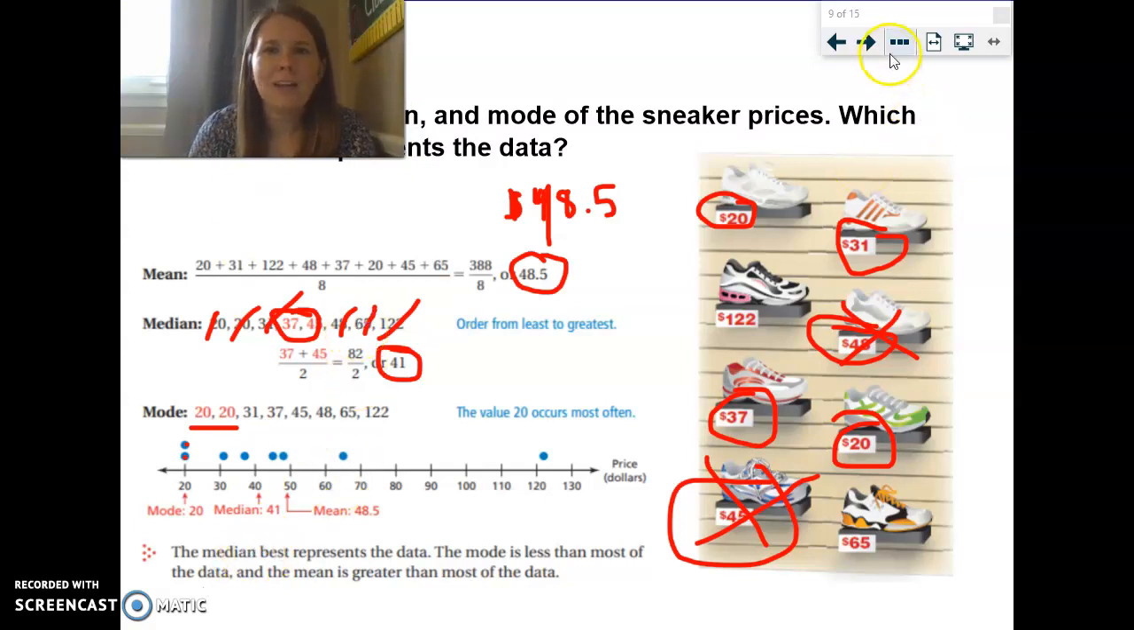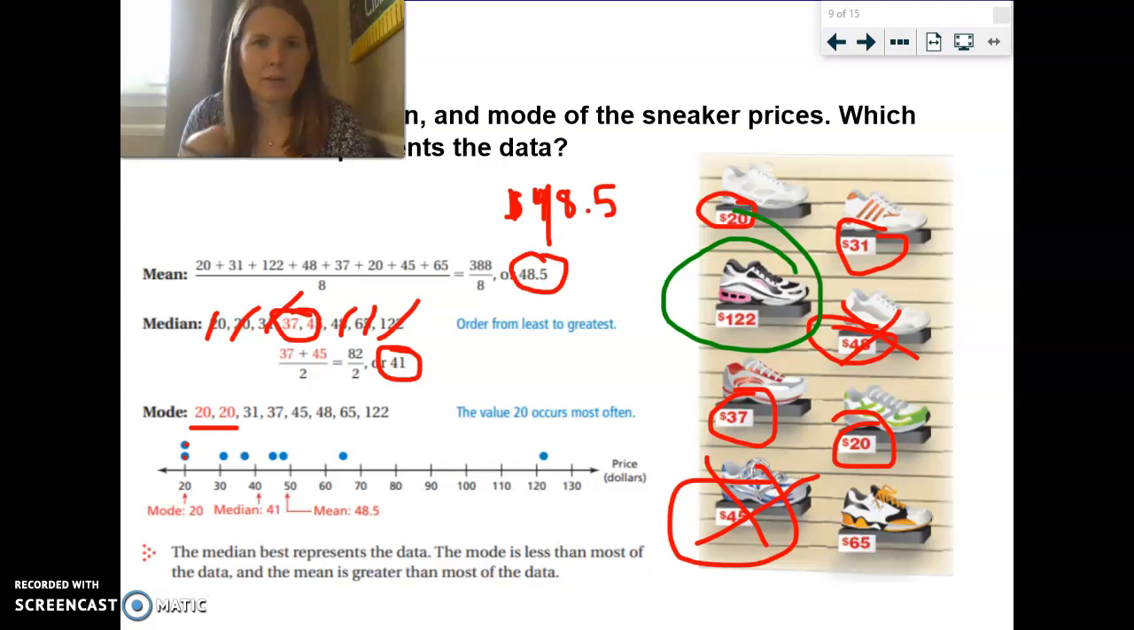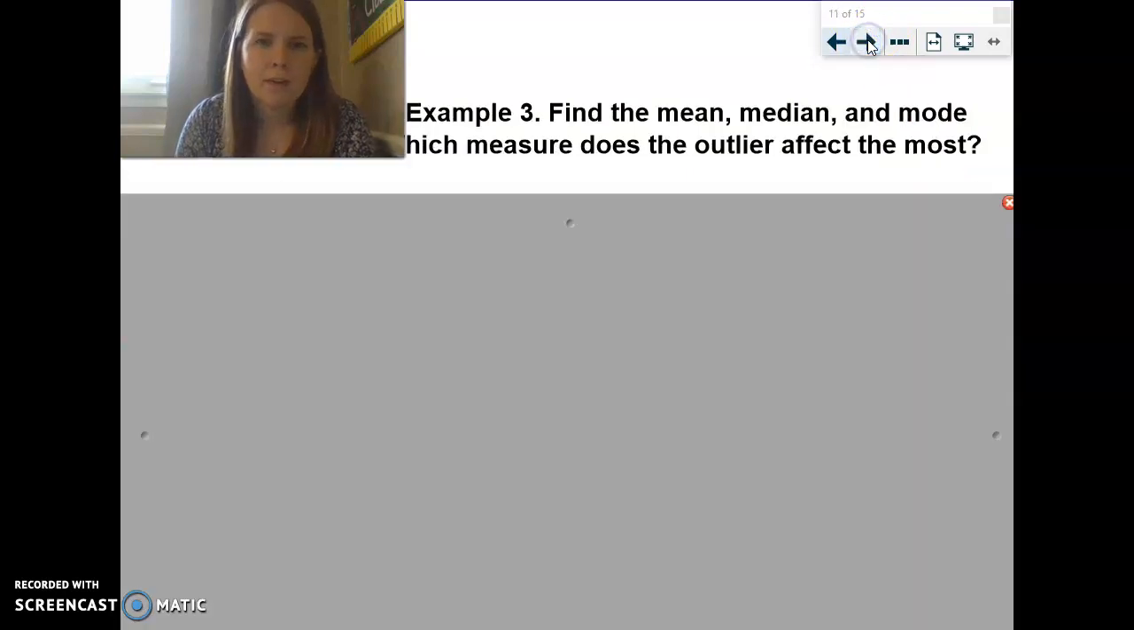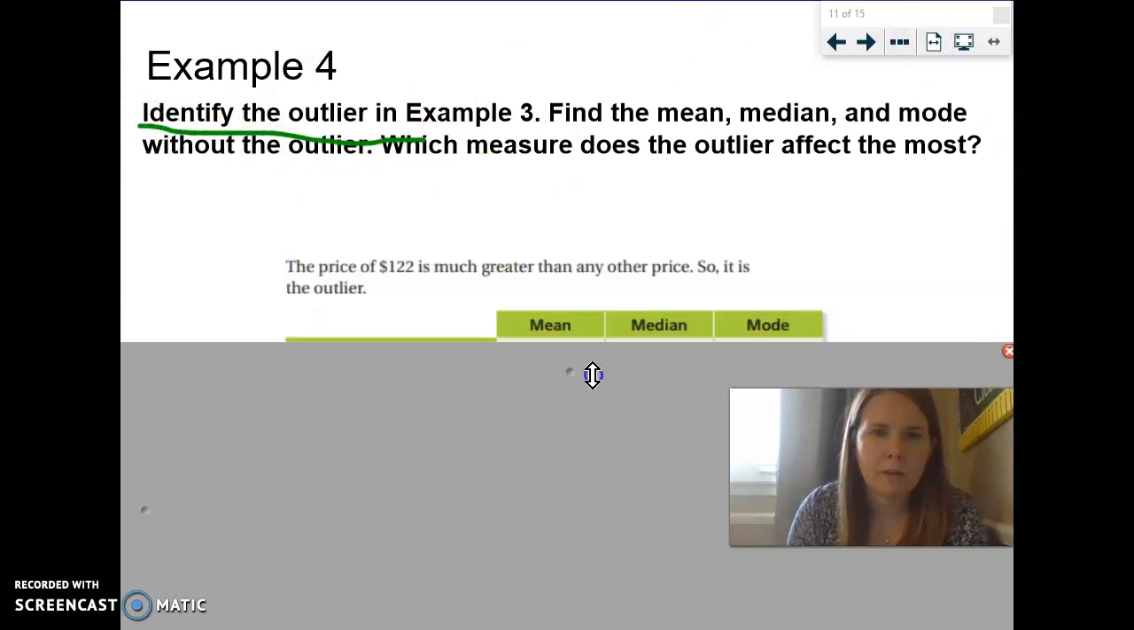And I hope you're realizing that the most ridiculous number is this 122 number that I have, okay? It can be really big or it can be really small compared to everything. But because I have 2 different 20 values, I would say it's probably not 20. It's going to be this 122. All right, so we identified our outlier. Awesome. And then we're going to find the mean, median, mode without the outlier.